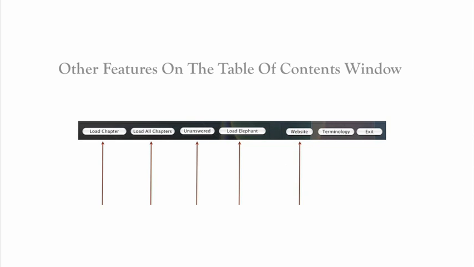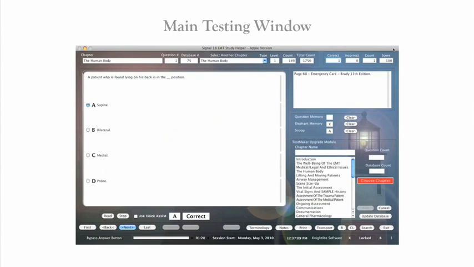The website button connects you with the Knightlite website. The terminology button takes you to the terminology section. The exit button exits the program.